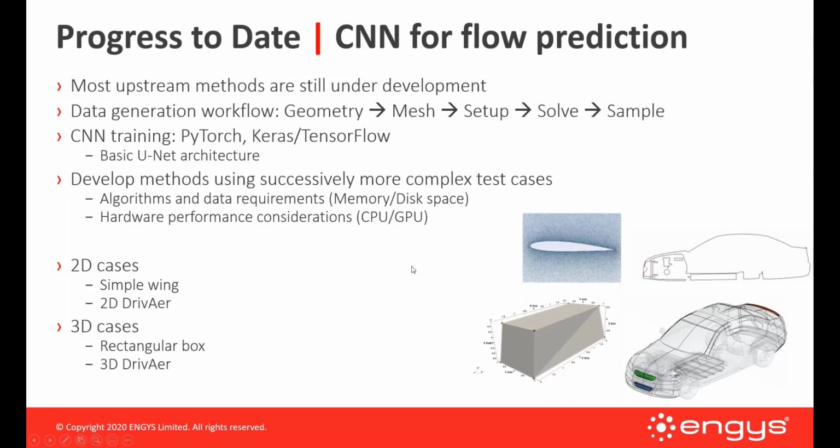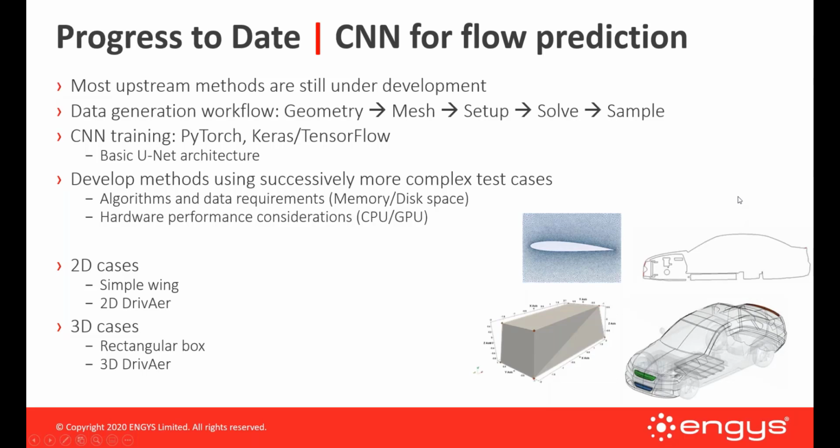The succession of cases really goes from 2D to 3D. We started with a simple wing, which we've pretty much left behind now. Then the next one is what we call the 2D DrivAer. If you're involved in the automotive sector, then you recognize this vehicle. It's a standard test case set up at the Technical University of Munich, and it's used for validating many automotive flows. So we have a 2D version of that. We have an automatic method for meshing and solving that and getting the data into the training system. And then we've taken that through the whole process.